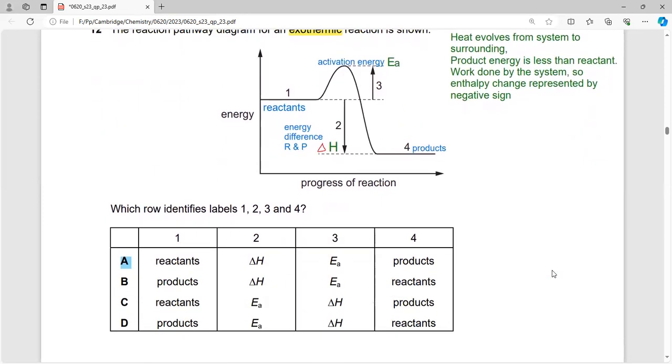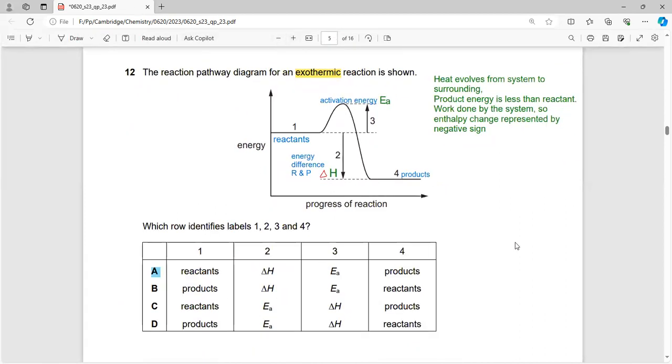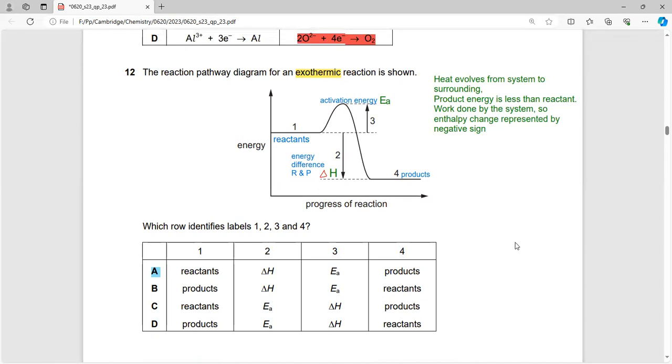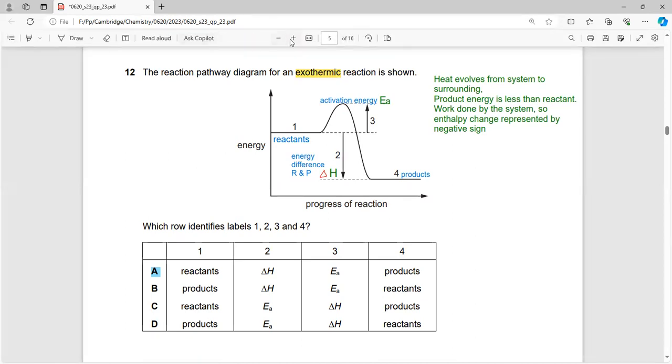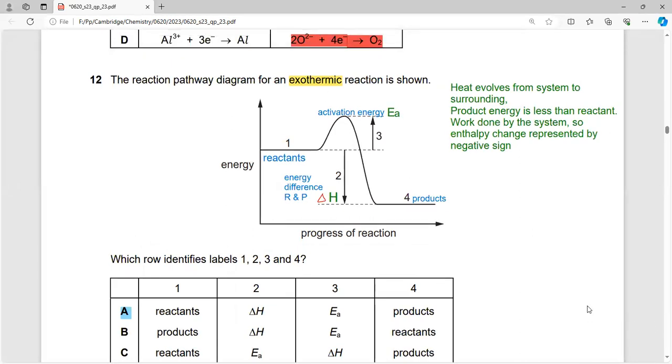Question number 12. The reaction pathway diagram of an exothermic reaction is given there. In this exothermic reaction, the energy is moving from the system to the surroundings. In this way, we can say that work is done by the system, and the product energy will always be less than the reactant energy. Why? Because the energy is moving from the reactant to the outside, and we represent this with a negative sign.